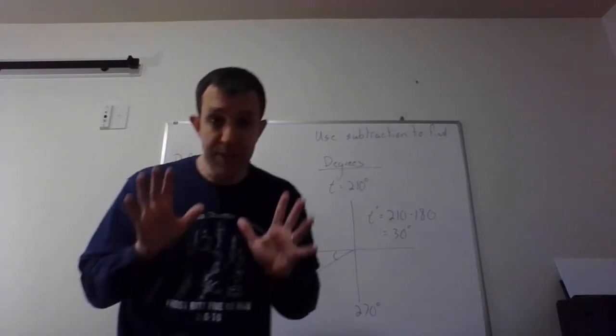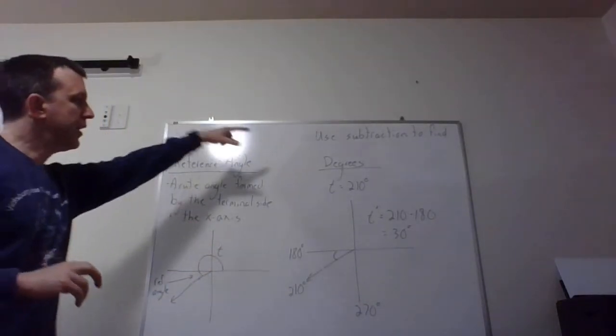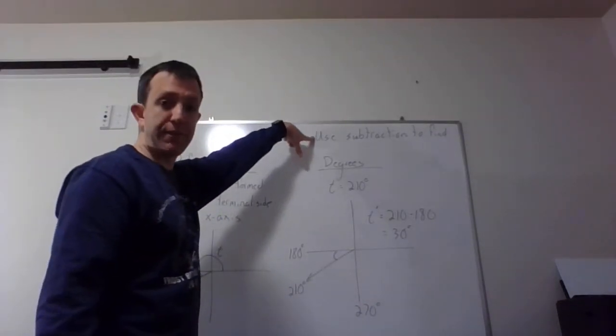Importantly, it has to be the x-axis. Okay, everybody always wants to go to the y-axis. I don't know why, but they do. Don't do it. Always go to the x-axis. All right, so for example, we're going to use subtraction to find them.